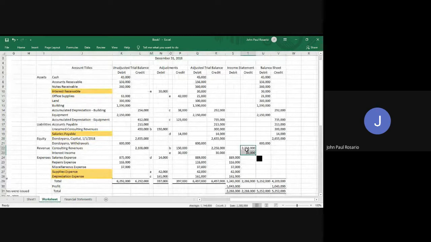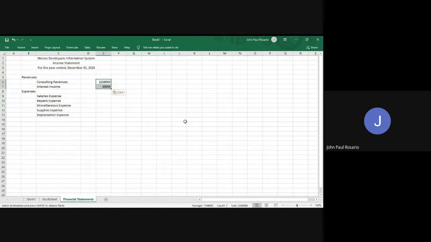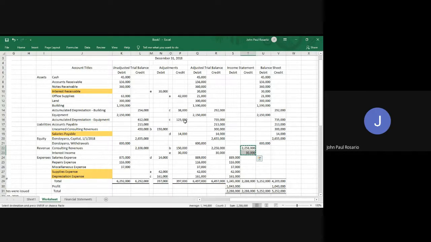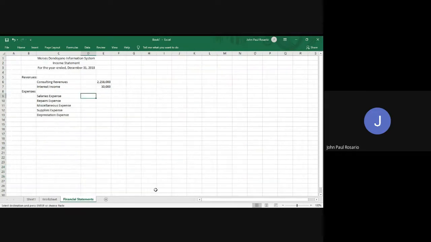Okay, so for consulting revenue and interest income, those are the amounts. Okay, and then for our expenses, actually, see, the expenses are these. Okay. So total revenue is this one plus this one. And then total expenses is this one. Okay? And then we get the net income.